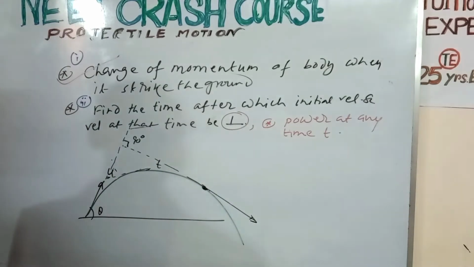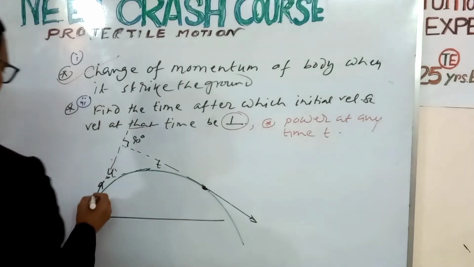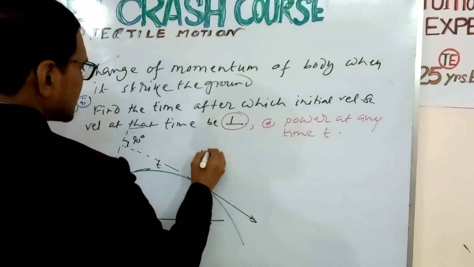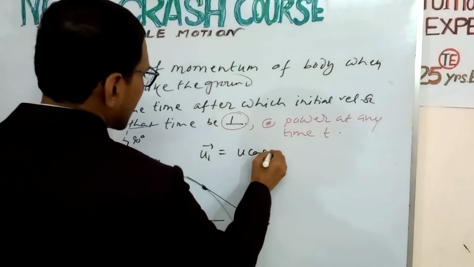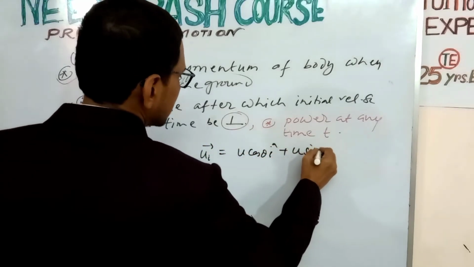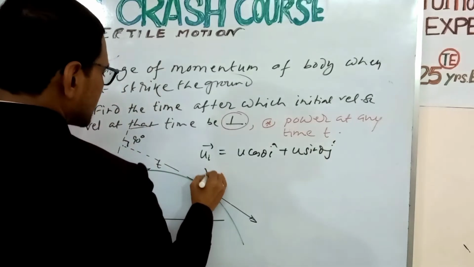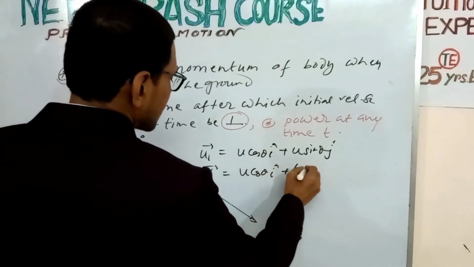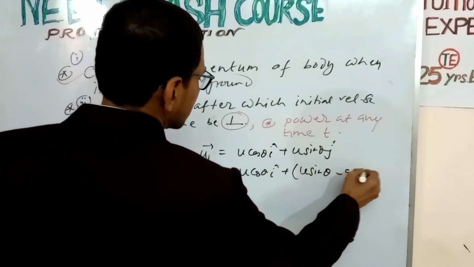So here also we have to consider the vector form. The initial velocity equals u cos theta i plus u sin theta j, and the final velocity v equals u cos theta i plus (u sin theta minus gt) j.